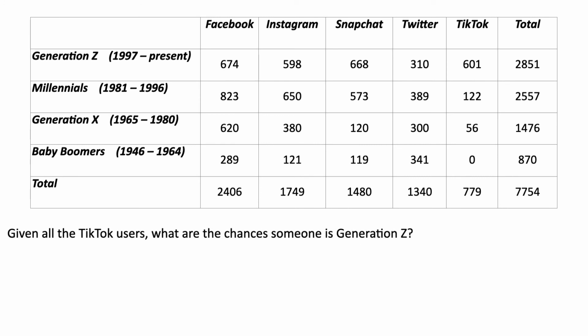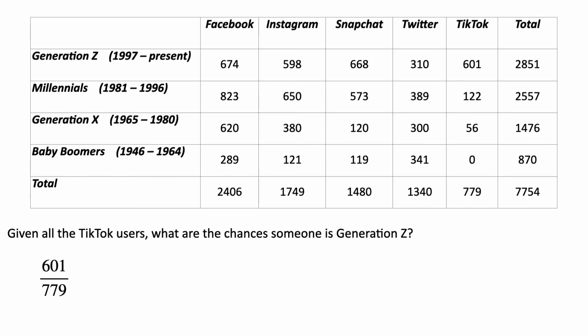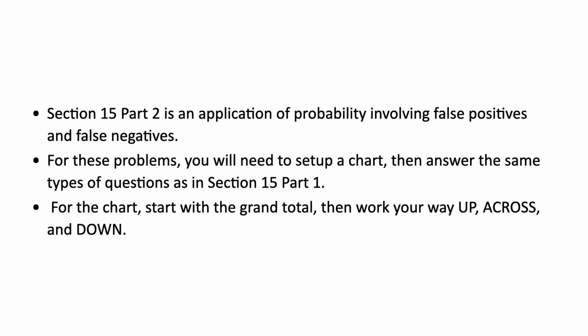Given all the TikTok users, what are the chances of someone being in Generation Z? So I have 601 Generation Z TikTok users divided by total TikTok users of the data set. 77.2%. So this is considerably likely that if they are a TikTok user, they are from Generation Z. All right.